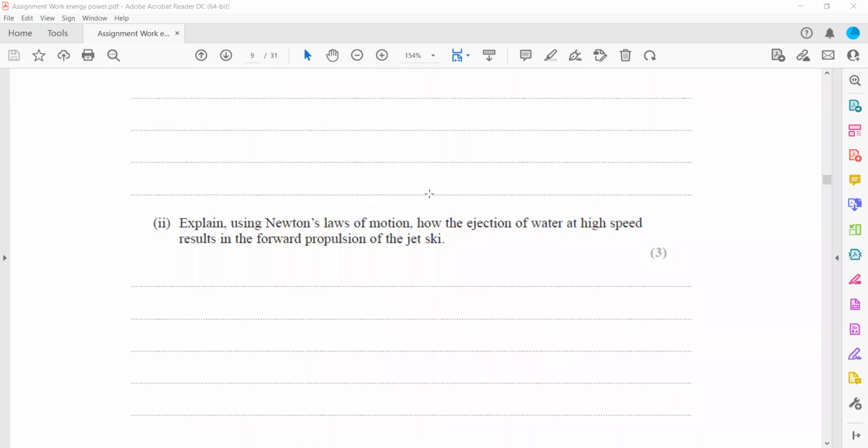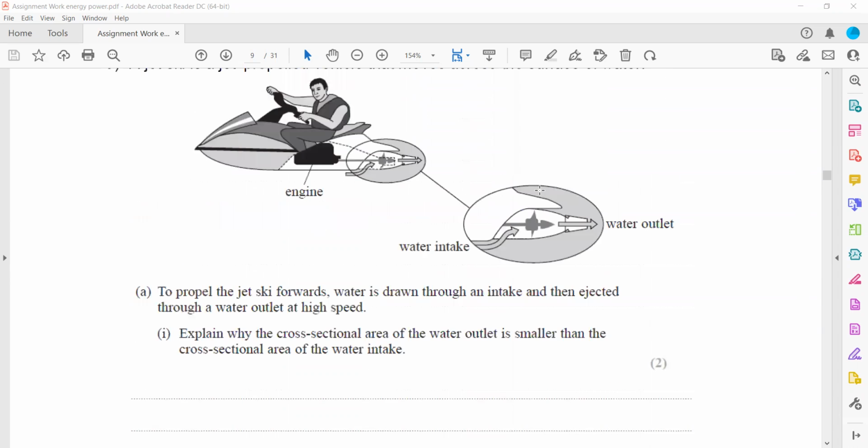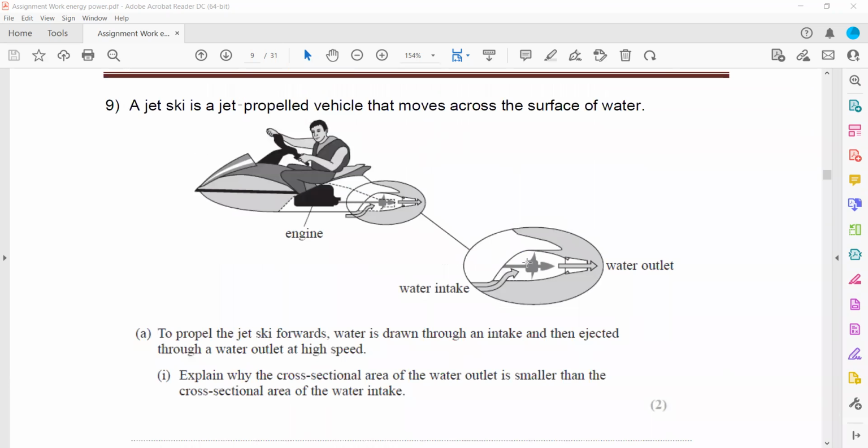Explain using Newton's laws of motion how the ejection of water at high speed results in forward propulsion of a jet ski. Why will this jet ski move forward? Look, according to Newton's third law, action and reaction forces are equal but opposite in direction.